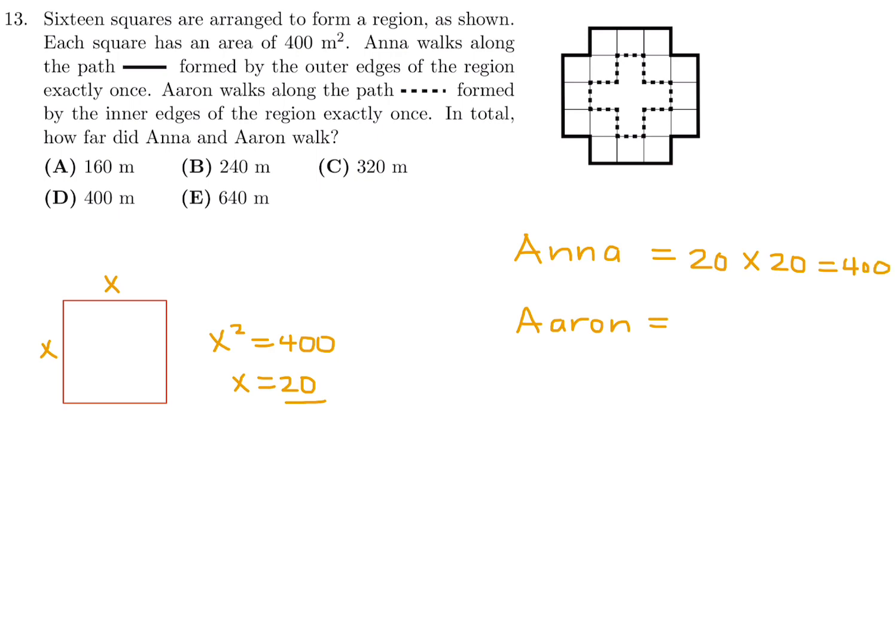And then very similarly for Aaron, 1, 2, 3, 4, 5, 6, 7, 8, 9, 10, 11, 12. So 12 of those lines, and each of those lines is 20. So he is 240. And then now we just have to add up 400 and 240 to get their total path distance, and that is 640. So number 13, the answer is E.